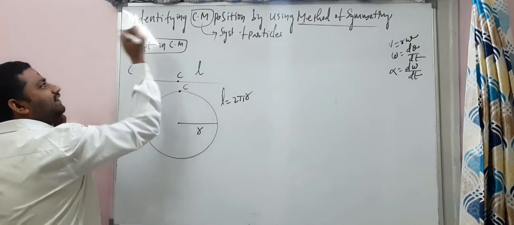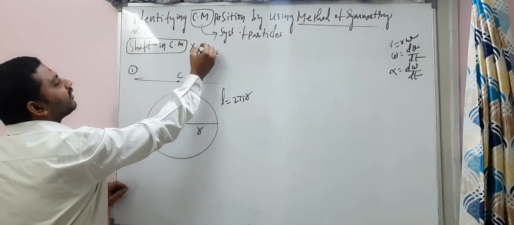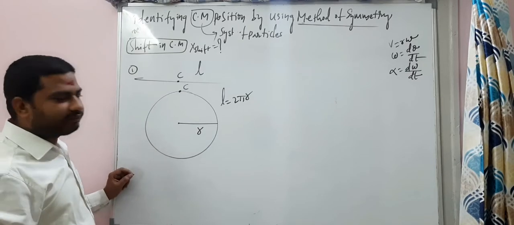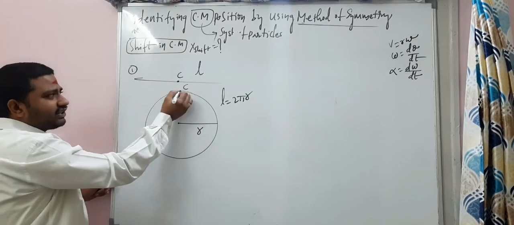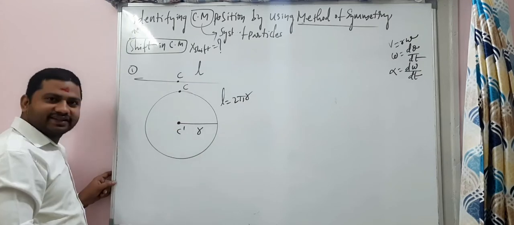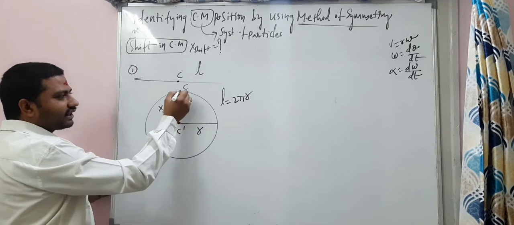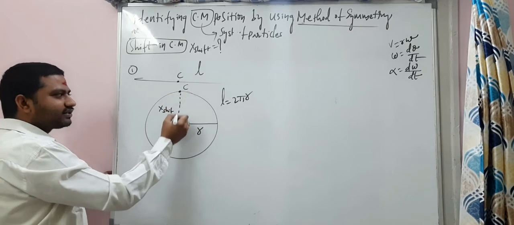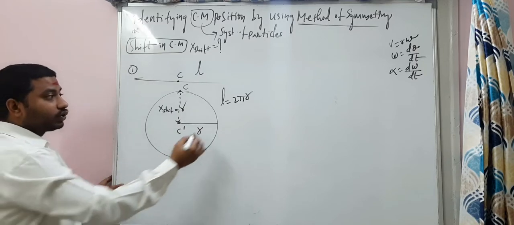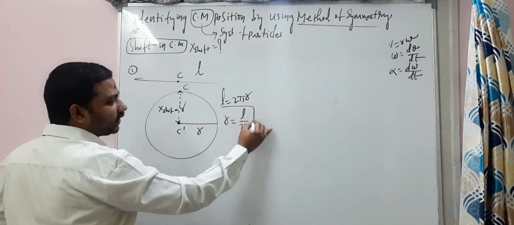In this case, what is the shift in the center of mass, my dear students? Everywhere in most of the class today we are going to find the X shift, the shift in the center of mass. Initially, the center of mass is here. Finally, the center of mass will reach here, C dash. So the X shift is nothing but this part, which is r. And that r you can also write using the formula L by 2 pi. Will you agree with this?